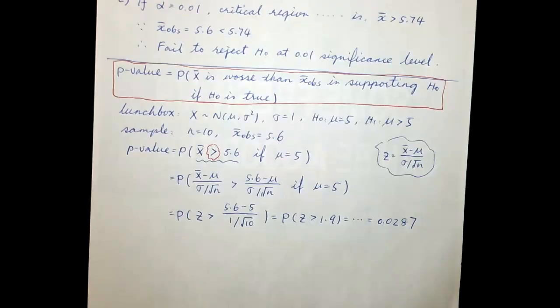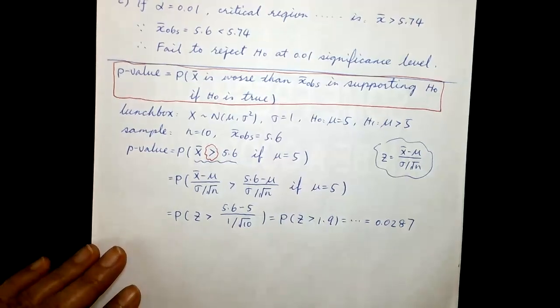On the other hand, if your p-value is very large, for example, if your p-value is almost 1, that means it's so easy to find a worse sample than the one you have in supporting H naught. If it's so easy to find a worse one, it means the current one is very good, right? It's so good in supporting H naught. If it's so good, then we do support H naught.